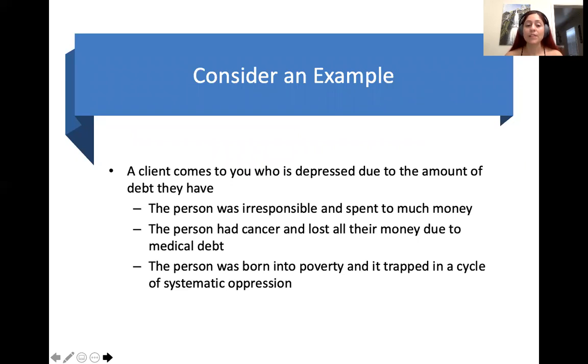Now, if we look at a different perspective, perhaps the person had cancer and they lost all their money due to medical debt. In this case, the goal is very different. It's not necessarily that they can't budget. And so maybe the goal is going to be to consolidate debt or to speak to a financial advisor. And then finally, if the person is depressed and in debt because they were born into poverty and they're trapped in a cycle of systematic oppression, the goal is incredibly different, right? And starts to be more larger scale with breaking the cycle of oppression. And so this same problem, the same person, is going to be understood and treated and helped differently based on the perspective that you're approaching their problem from.